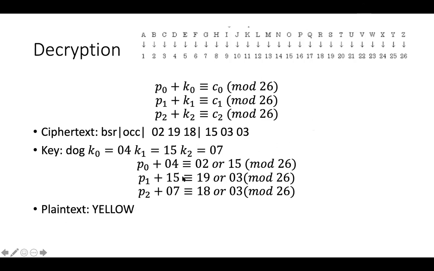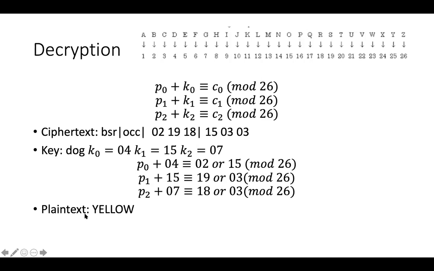So the plaintext would be yellow. B shifting forward would be 1, 2, 3, so it would be this. It will be Y in the plaintext, and we're doing the same thing to O. And for S and C, we're using another shift to do that.